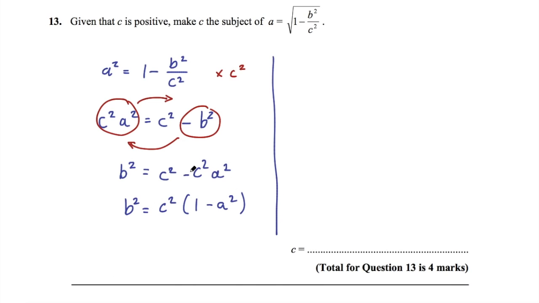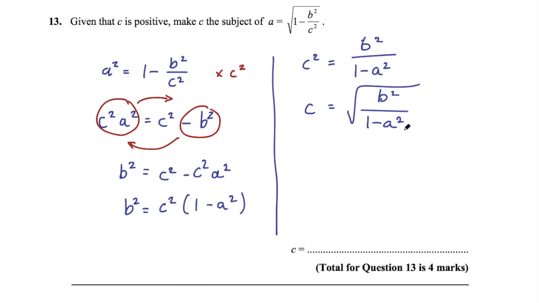And then I'm going to flip the whole thing around, so I end up with c squared on the left hand side, and I divide b squared by 1 minus a squared to get c by itself. So on the right hand side I'll get b squared over 1 minus a squared, and the last thing I need to get rid of is this exponent, this squared, and I can square root both sides to get rid of that. So if I take the square root of both sides, I'll end up with c equal to the square root of b squared divided by 1 minus a squared.